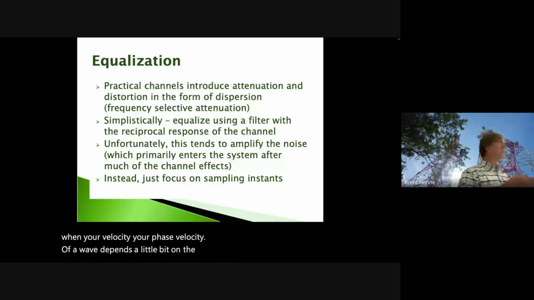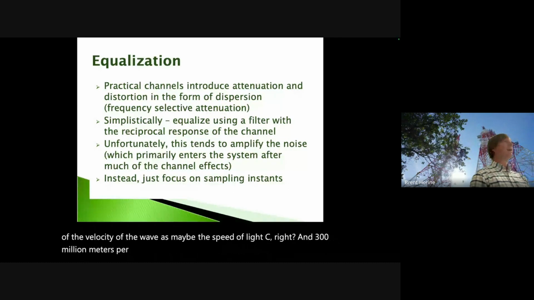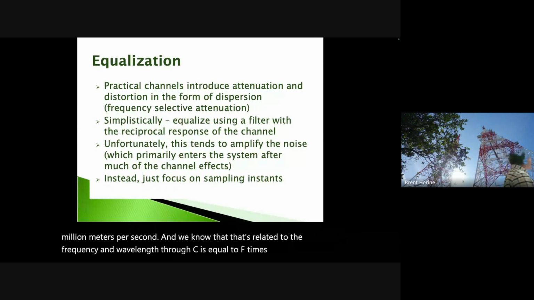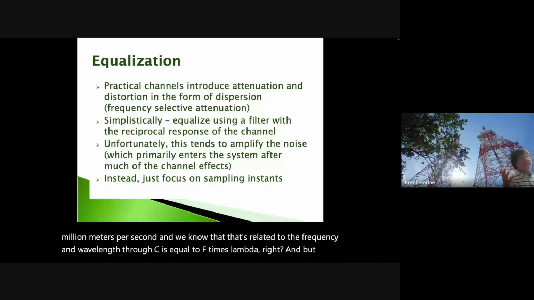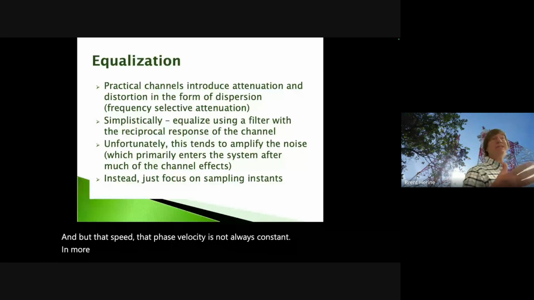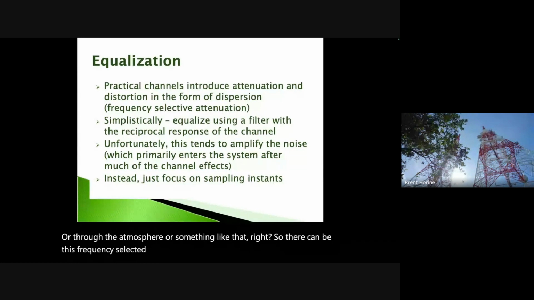Normally we think of the velocity of the wave as maybe the speed of light, c, 300 million meters per second, related to the frequency and wavelength through c equals f times lambda. But that phase velocity is not always constant in practical materials, when you're propagating through a wire or a fiber optic or the atmosphere. So there can be frequency selective attenuation and frequency selective velocity.